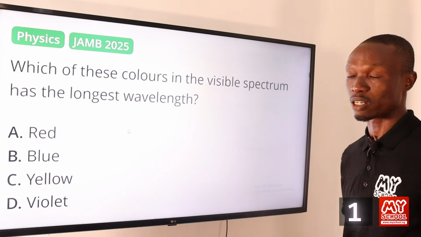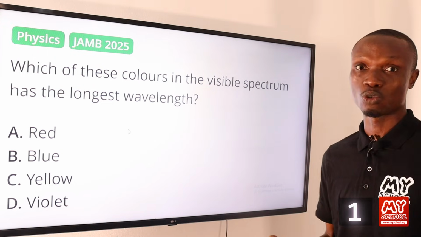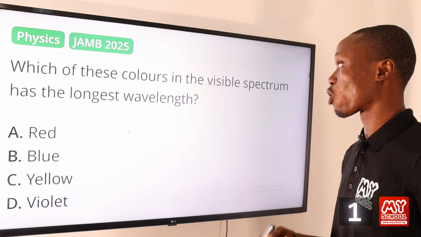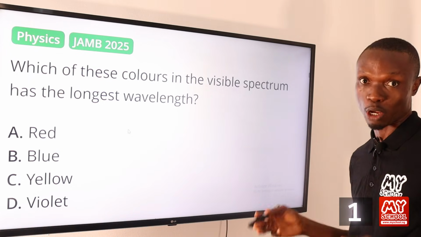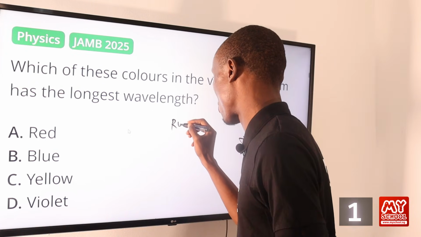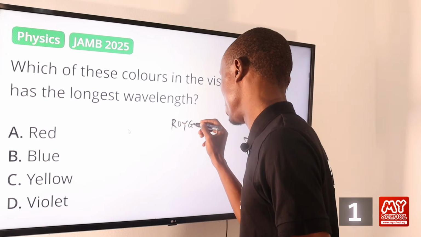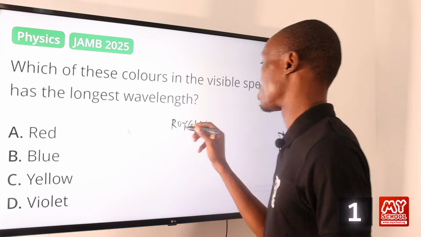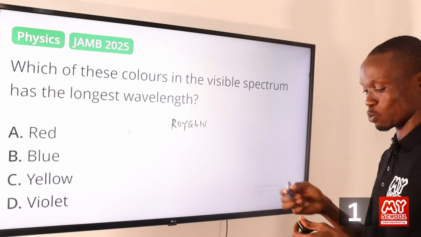Okay, so in order to answer this question, it is proper for us to use the acronym for representing the colors in the visible spectrum, and that is ROYGBIV. So these are the 7 colors in the visible spectrum, right?